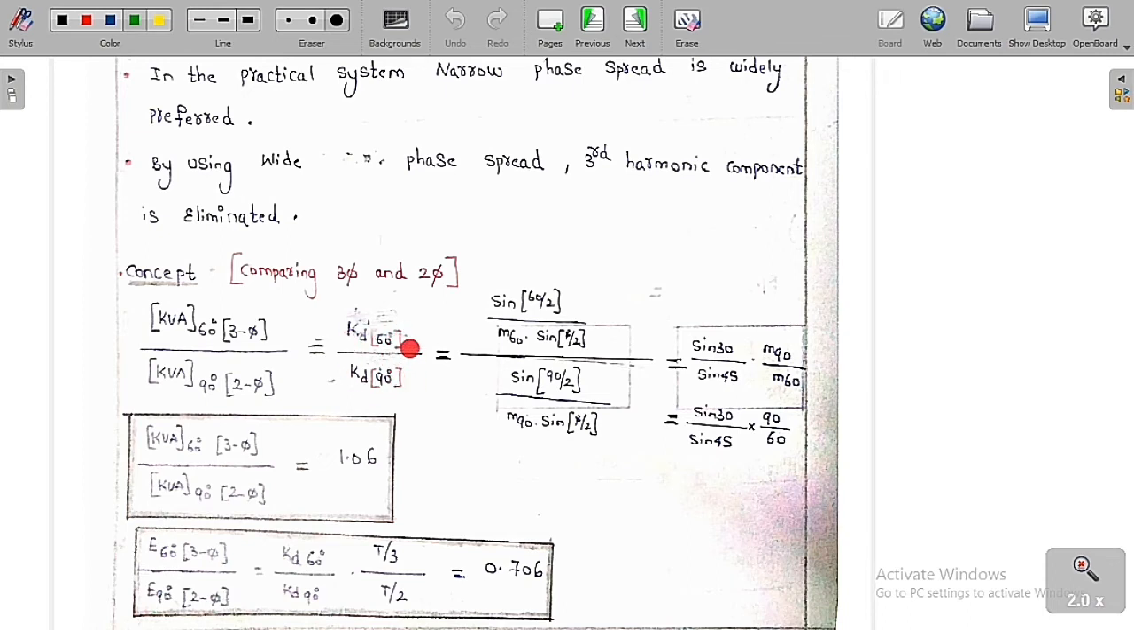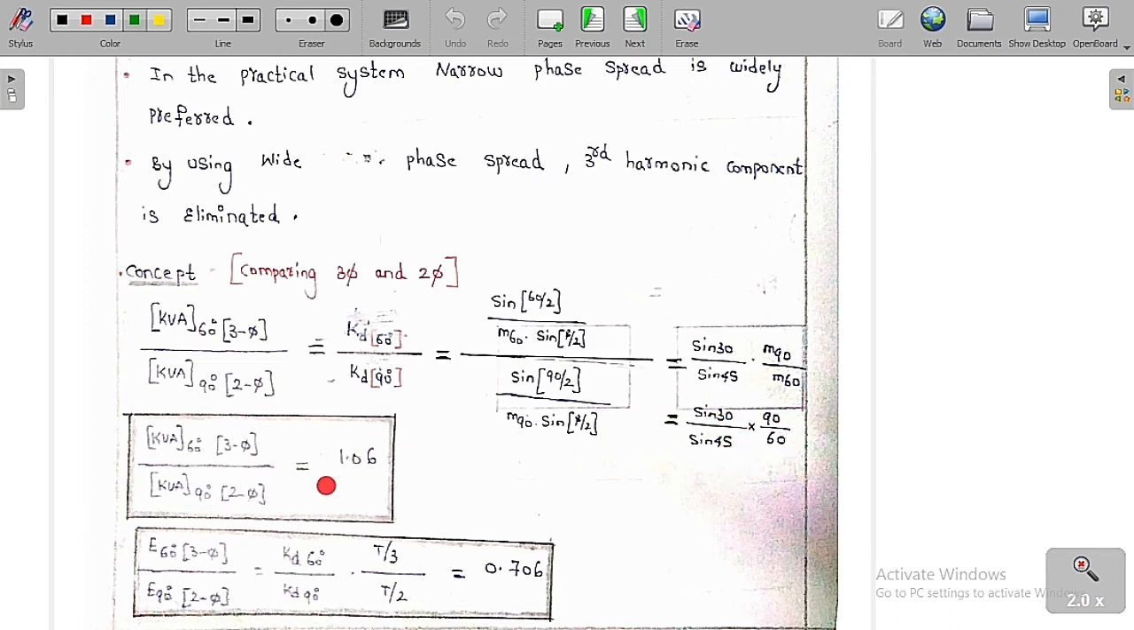So now use the formula KD is equal to sin of m beta by 2 divided by m into sin beta by 2. Here m beta is the phase spread, which is 60 degree for a three phase system: sin of 60 by 2 divided by m of 60 into sin of beta by 2, by sin of 90 by 2 divided by m of 90 into sin beta by 2. If we do a simplification, finally we are going to get sin 30 by sin 45 into m 90 by m 60. This value we need to figure out. I have already told you an easy way to remember: the ratio of the m for the different phase spreads is the ratio of the corresponding phase spreads. It is equal to 90 by 60. So if we simplify this, sin 30 is half, sin 45 is 1 by root 2, into 90 by 60.